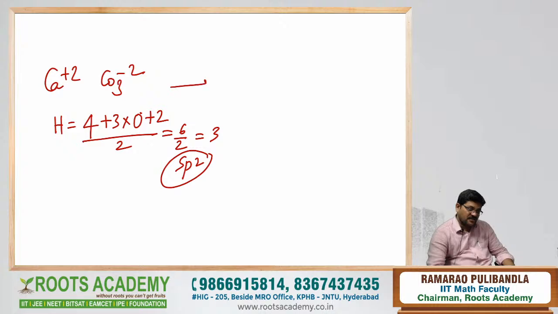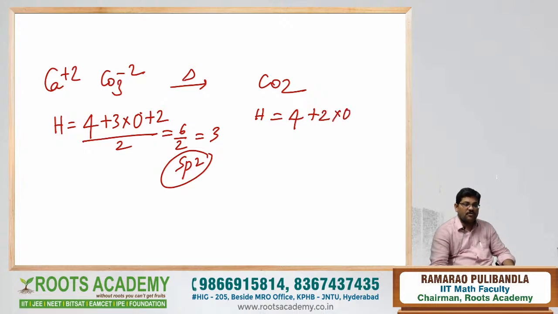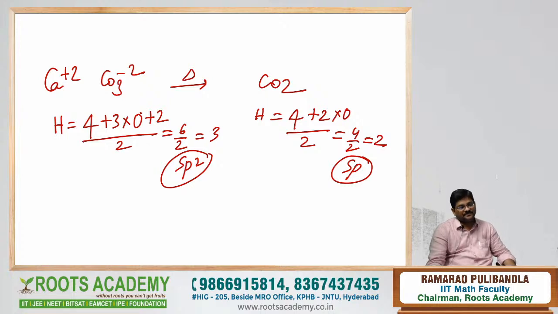Now the CO3 2- changes to CO2 gas. In the CO2 gas, the center atom is carbon. Hybridization H is equal to: carbon is fourth group, plus 2 into 0, divided by 2. That means 4 by 2, which is 2. 2 means the hybridization is sp. So on strong heating of limestone, the hybridization of the carbon changes from sp2 to sp. One of the beautiful bits. Three years back, this question was given in the mains paper.